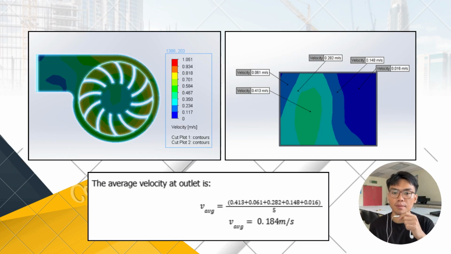At the outlet pipe of the impeller housing, we also did contouring to see the average velocity at the outlet, and we calculated that the average velocity is 0.184 meters per second. Based on theoretical calculations, our average velocity is 0.179 meters per second. So the values are close and consistent.